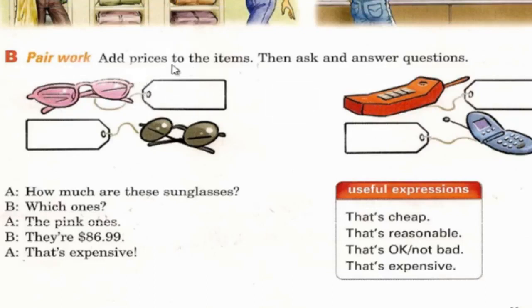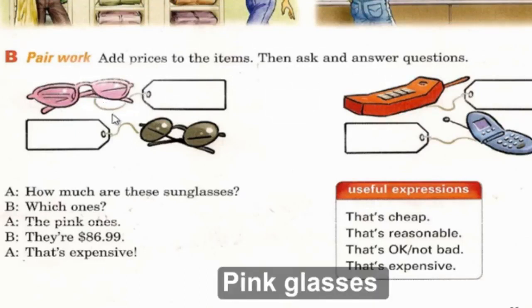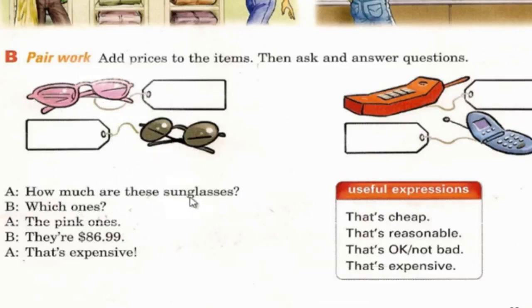B, pair work. Add prices to the items, then ask and answer questions. Pink glasses. How much are these sunglasses? Which ones? The pink ones. They're $86.99. That is expensive. Can you use useful expressions? That's cheap. That's reasonable. That's okay. It's not bad. That's expensive.